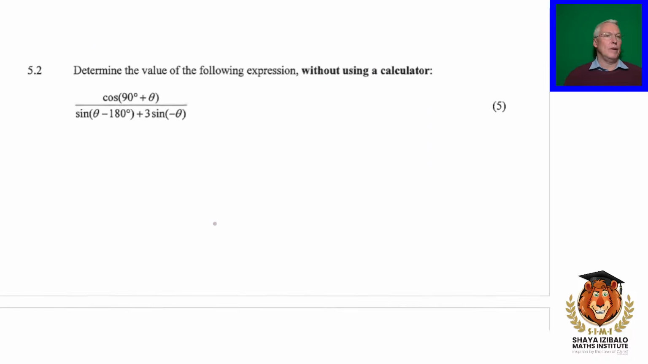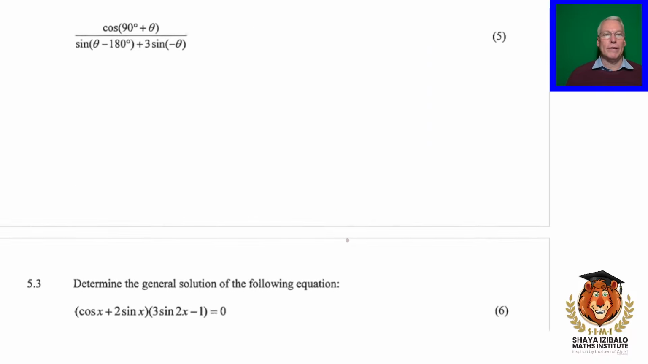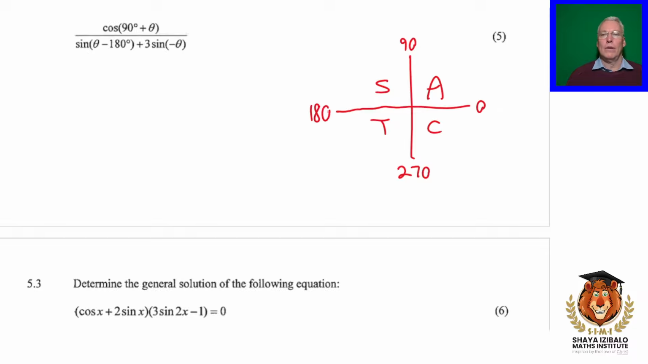The next question is a typical reduction formula type question. Remember that when we deviate off a vertical axis, 90 degrees, we must change to a co-ratio. So cos of 90 plus theta: we're in quadrant 2, cos is negative in quadrant 2, so we go negative sine theta. Now sine of theta minus 180.